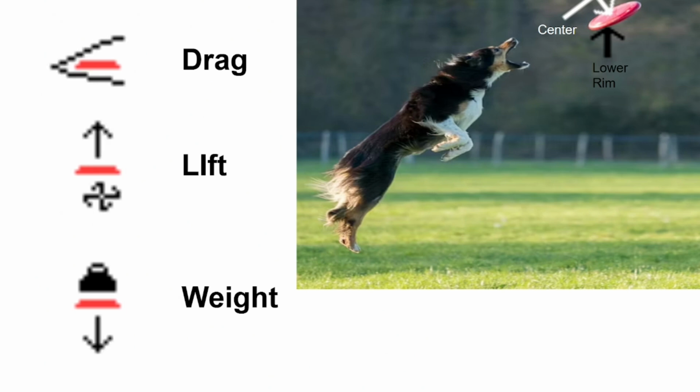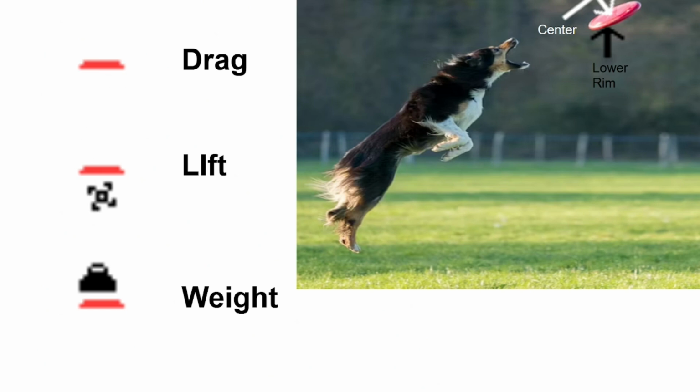The weight of the Frisbee pulls the Frisbee down toward the earth because of the earth's gravity. The second force, which is lift, counteracts the weight of the Frisbee by pushing it upward, allowing it to stay in the air for longer. The third force is drag. Drag is a force that acts on the direction the Frisbee is moving in, or the direction it's been thrown.